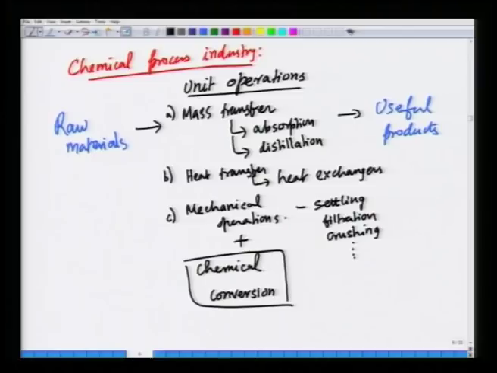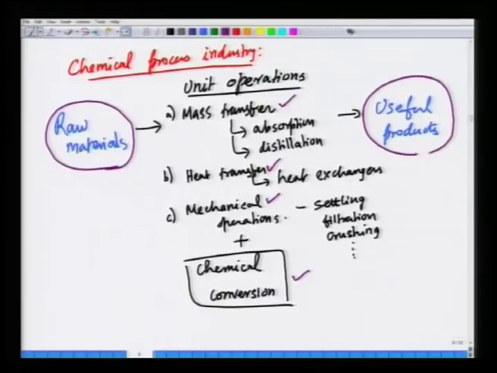Okay. So, a modern day chemical process industry takes a raw material, okay, and you undergo a series of operations. The raw materials are processed through a series of operations which involve either mass transfer and or heat transfer and or mechanical operations, plus you could have a chemical conversion of one species to another, and after the conversion takes place, again you may have a series of steps that involve mass transfer, heat transfer and or mechanical operations to obtain useful products.